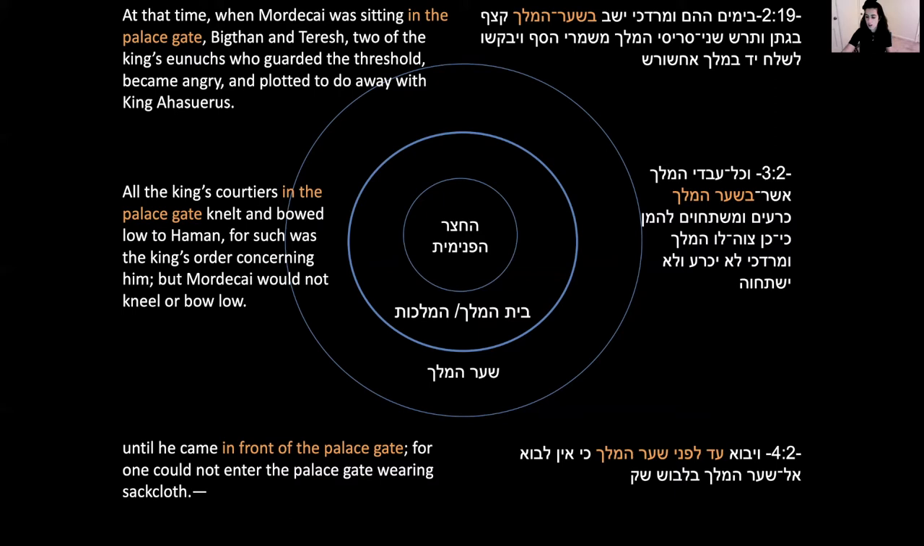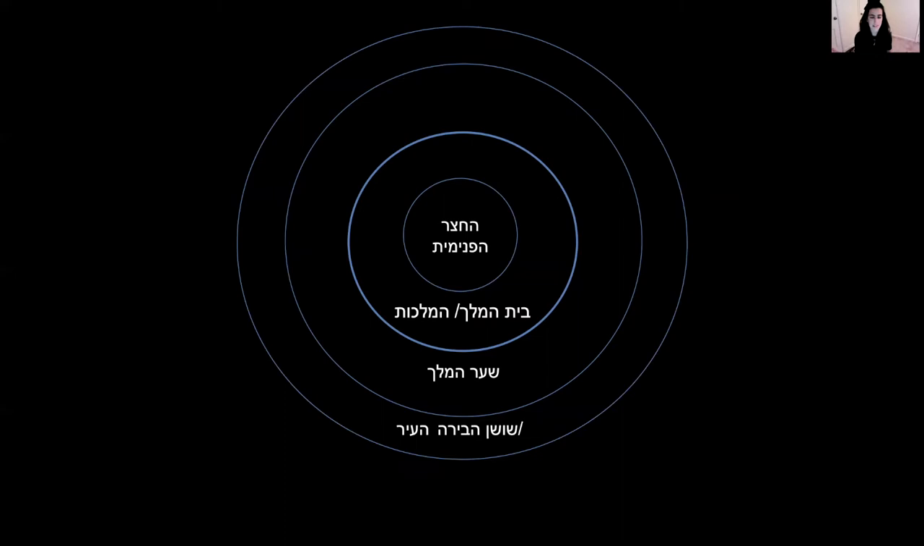Next, the next degree of separation are the streets of Shushan. This is the city itself, and so it's a public space for all to gather. Since it's the royal city, it still garners that certain level of high status, but it's definitely a much more public area.